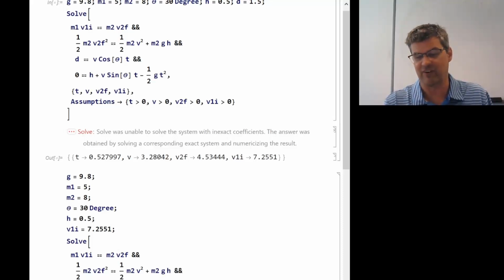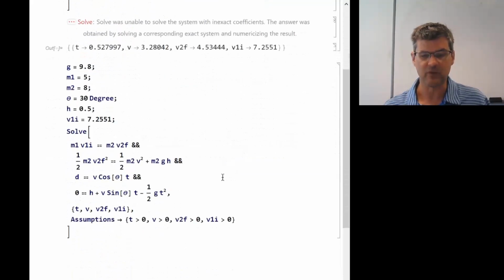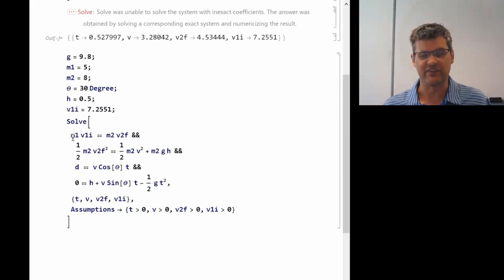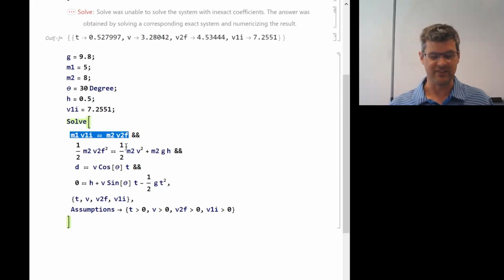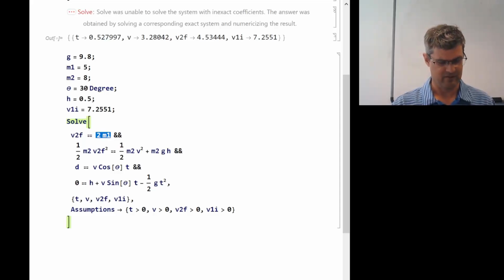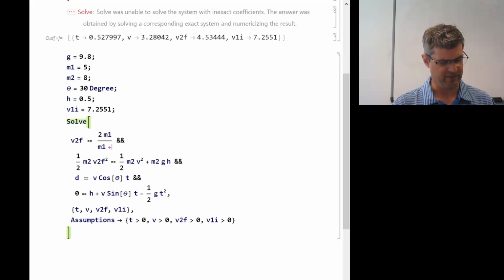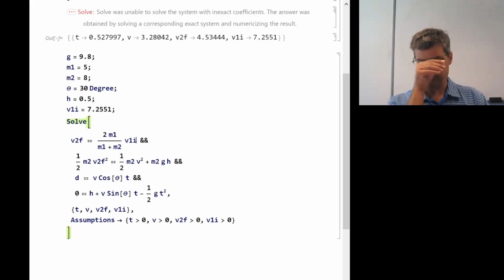Now that's as far as things that we know. What has changed here? Well, we just have a different type of collision. In this new collision, we are told that v2 final is equal to 2 m1 over m1 plus m2 times v1 initial. Has anything else changed? Nope. Conservation of energy is still exactly the same as it was before.